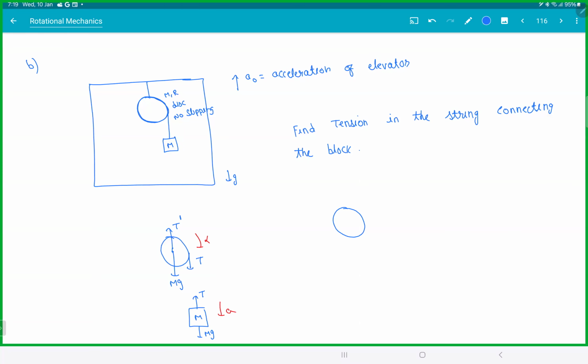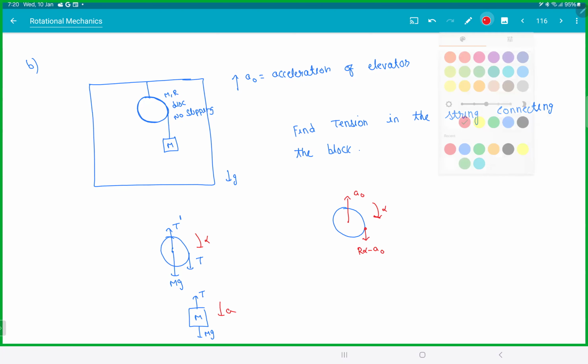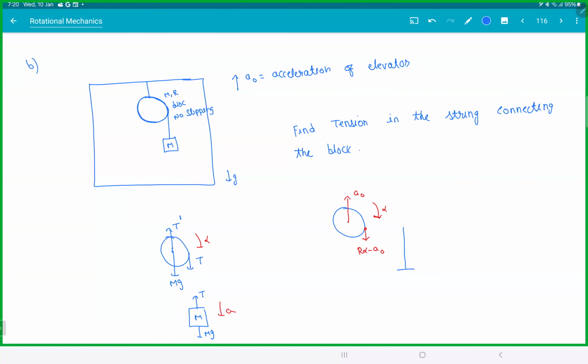This pulley is going with A naught and this is rotating with alpha. So this point has an acceleration R alpha minus A naught. And this is connected to a block which is going with A. So here the no slipping condition is acceleration of the block will be R alpha minus A naught. This is the catch. If you directly let A is equal to R alpha, it will be gone now here.